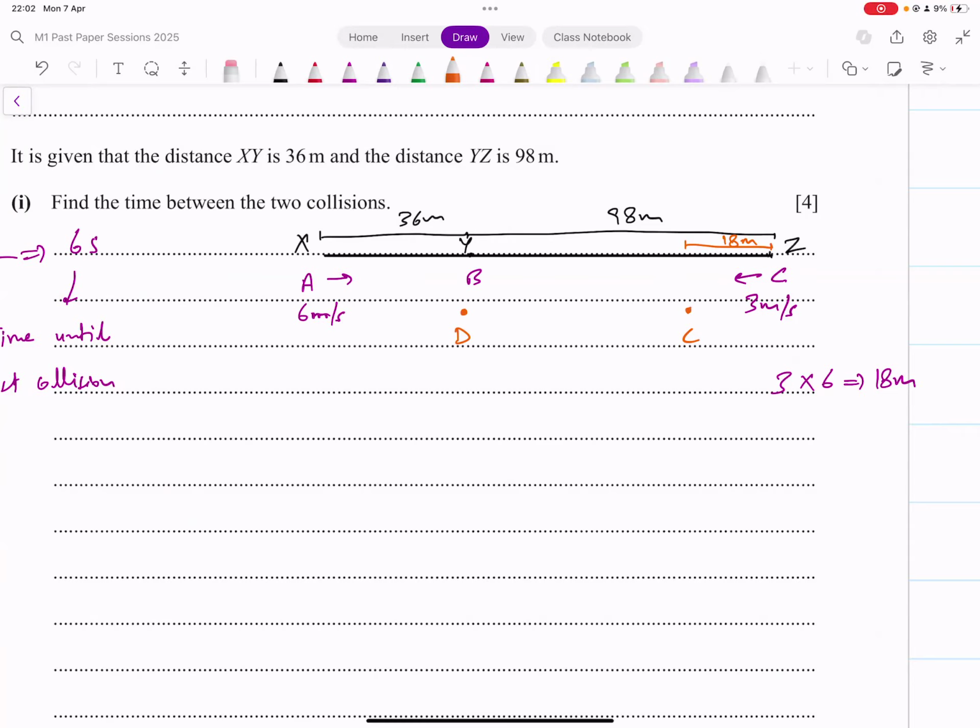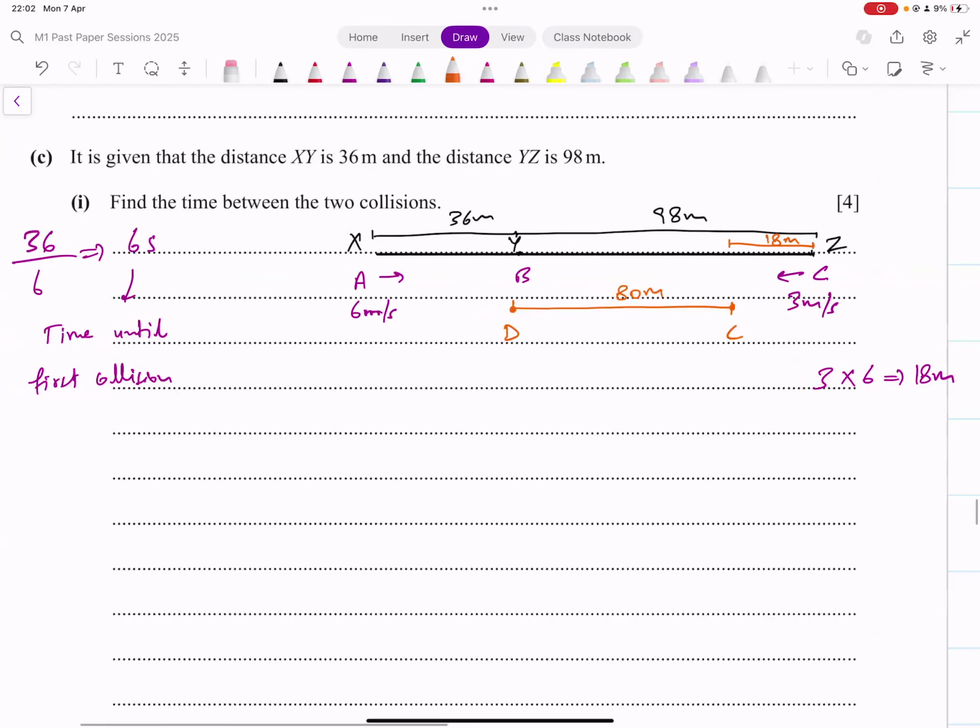Okay, so what's the distance between these 2 points now? This was 98, this was 18. So the distance that's left is 80 meters. Does this make sense to everyone until this point? This is at the point of the first collision. This is the position of D and this is the position of C. Now, for the second collision, how much distance do they have to travel? 80 meters combined, right? D has to travel to the right, C has to travel to the left. The total distance traveled has to be 80 meters.